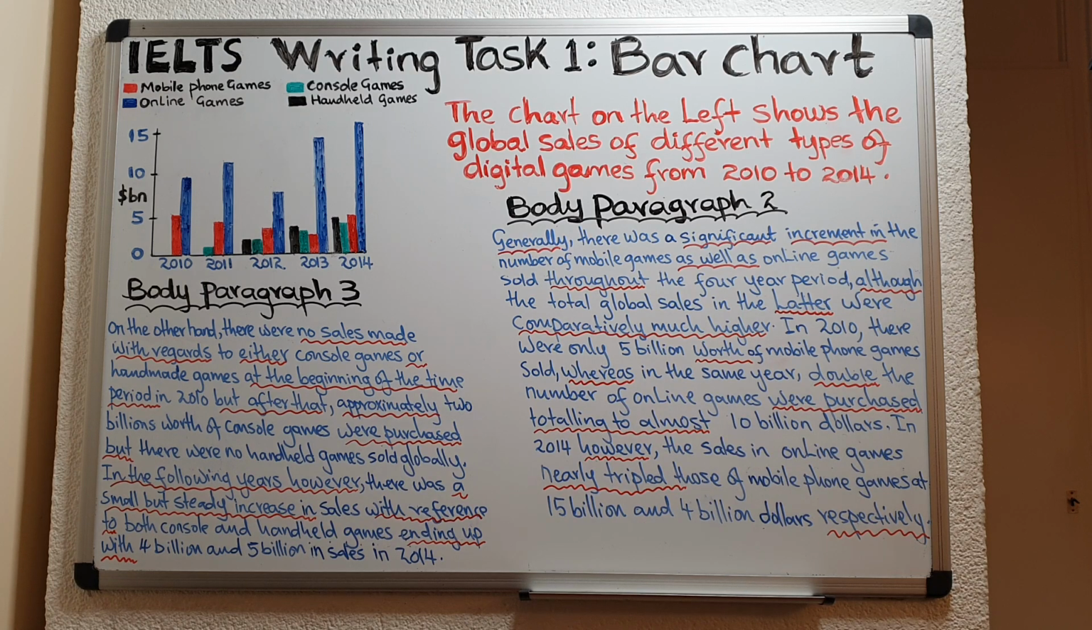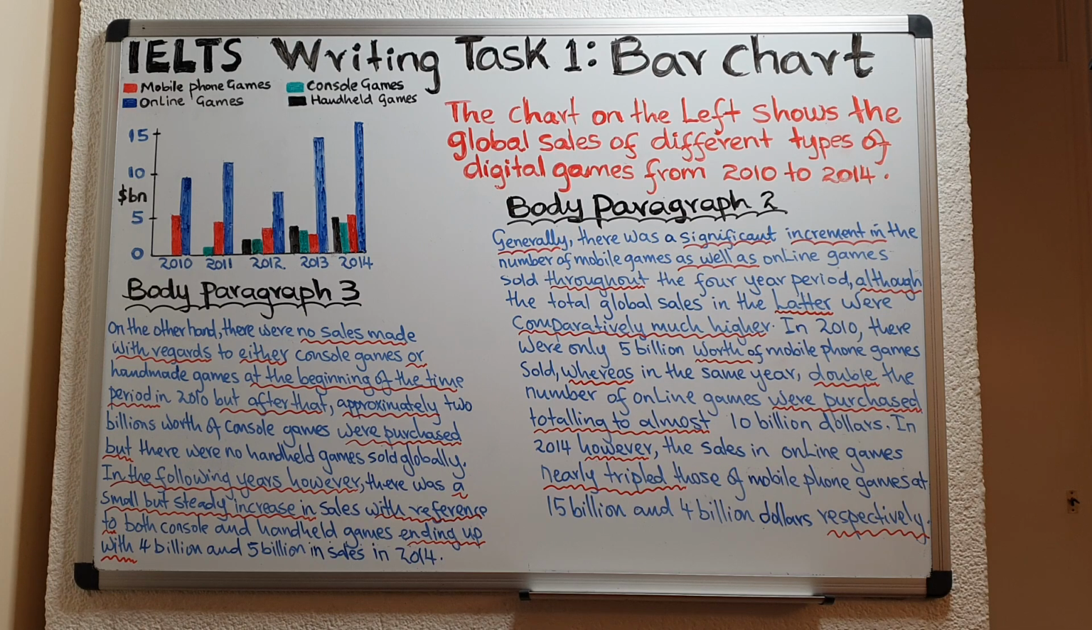So, in body paragraph 2, we have said we are going to write about mobile phone games and online games. We want a similarity. So let's look at all the blue. The blue keeps going up except in 2012. The red keeps going up except in 2012 and 2013. So already you have a general key feature. Okay? Now, so you write about that first of all.